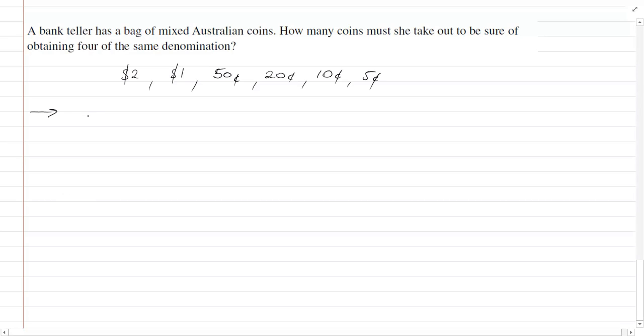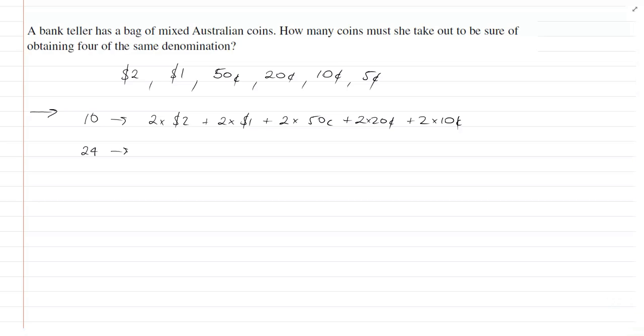Imagine if she took out 10. 10 coins would mean that she could have 2 $2, 2 $1, 2 50-cent coins, 2 20-cent coins, and 2 10-cent coins, which would not be 4 of each. So now we're thinking, how do we get to 4 of each? Well, obviously, if I had 24 coins, this would mean that I could have 4 of every single one, which would give me 4 of each.